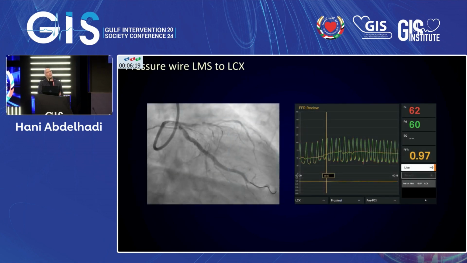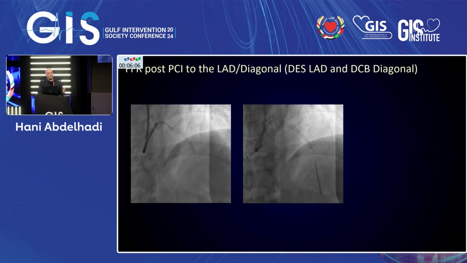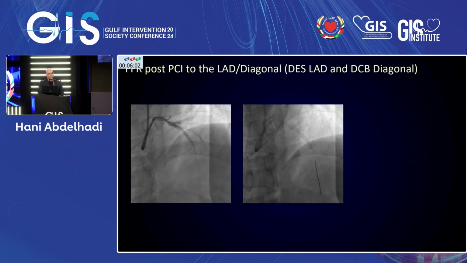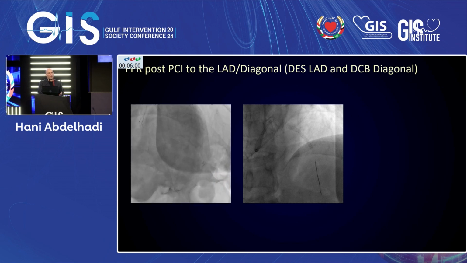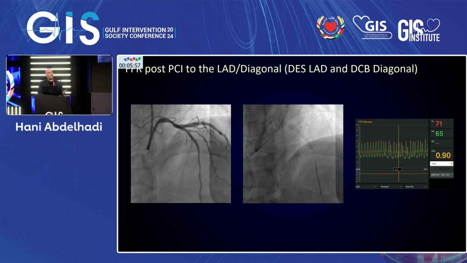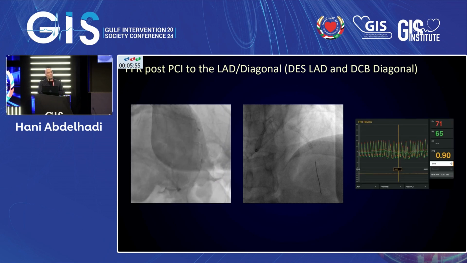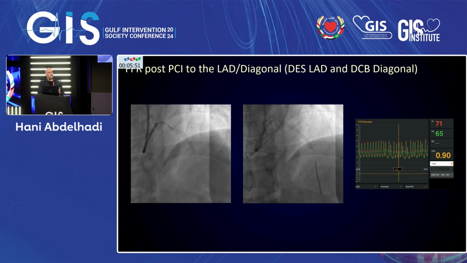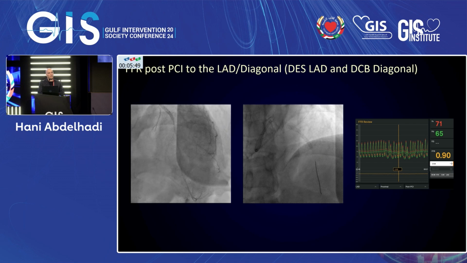So we did a pressure wire from left main to circ, and the FFR was 0.97. But we have to be careful. Severe LAD disease can affect your FFR in the left main and the circumflex, but not this much. It won't downgrade a 0.97 FFR. So we proceeded with image-guided stenting to the LAD and a drug-coated balloon to the diagonal, thinking that the left main will be okay, and then we repeat the FFR afterwards, and the FFR is 0.9. So we're quite happy now that the left main is not significant, and we've downgraded it from a very complex left main bifurcation to just simple LAD PCI.